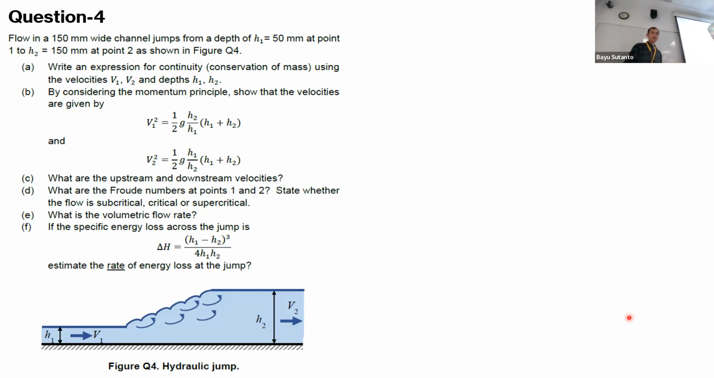And we need to write an expression for continuity, or the conservation of mass, using the velocity and depth. And then the next is to consider the momentum principle. We need to show the velocity using these equations. And the third is the upstream and downstream velocity, and the Froude number. The Froude number is the ratio between inertia and gravitational force. And then the last is the energy losses, which is a function of these. So we need to estimate the rate of energy losses.